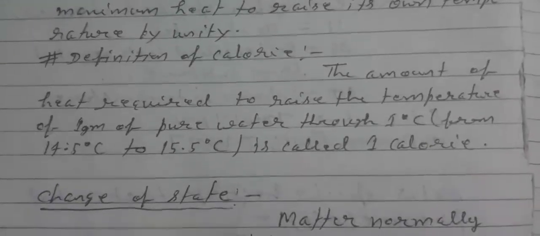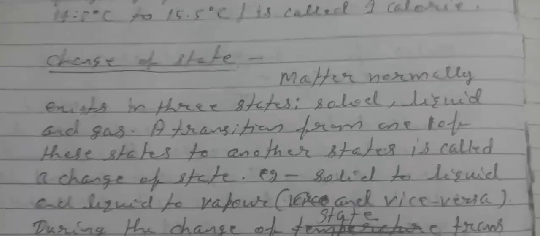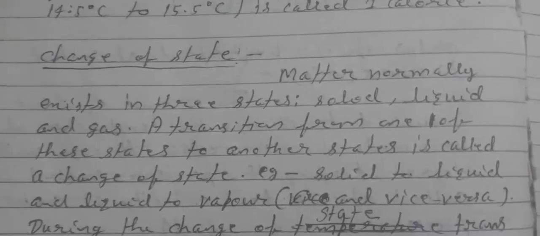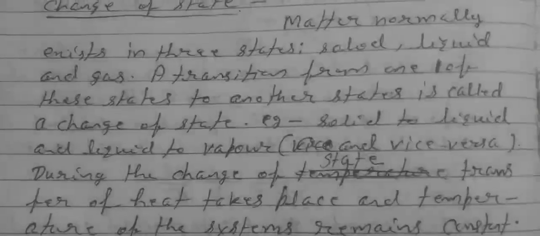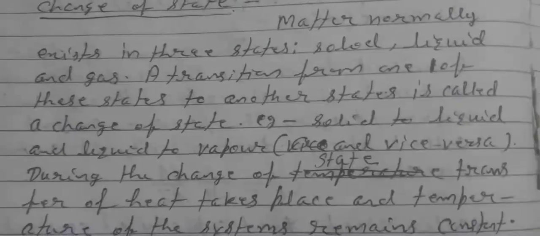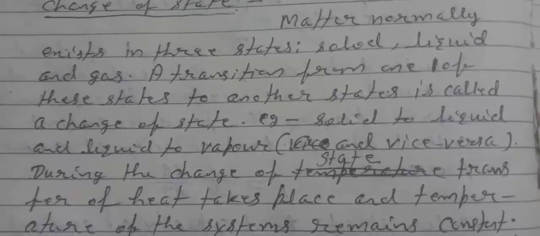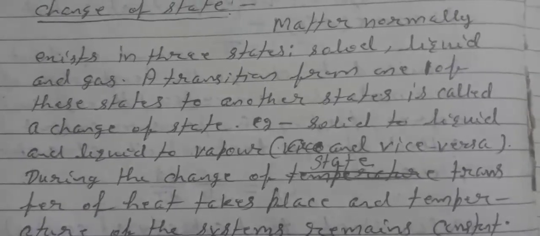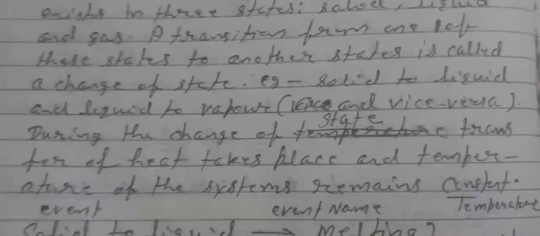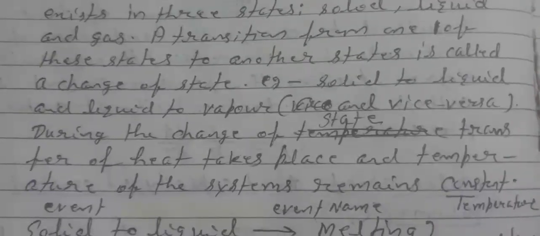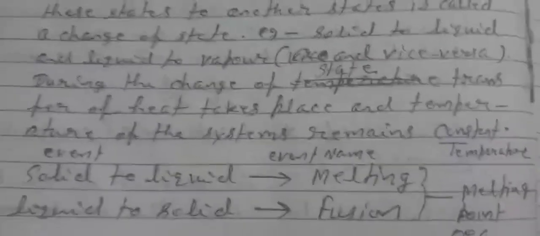Now, change of state. Matter normally exists in three states: solid, liquid and gas. A transition from one of these states to another state is called a change of state. Example: solid to liquid and liquid to vapor state, and vice versa. During the change of state, transfer of heat takes place and the temperature of the system remains constant.